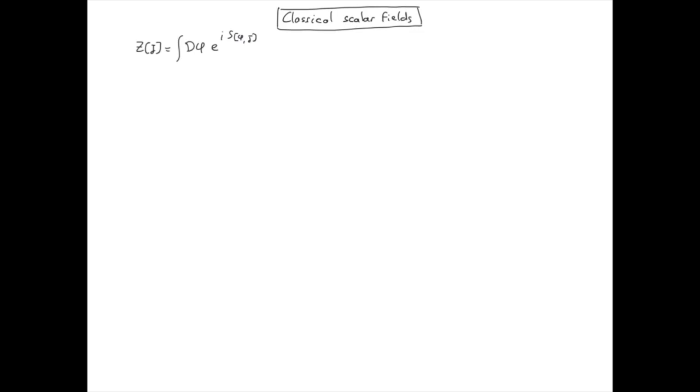If I restore h bar in this expression, I see that for a classical system where the action is much greater than h bar, I can use a stationary phase approximation where phi c is a classical field leaving the action stationary.